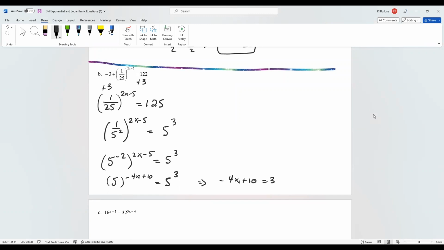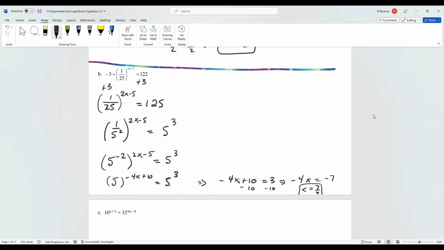And at this point, it's just a matter of doing some basic arithmetic, or I guess algebra technically, to get to the answer. So I'm going to move that negative 10 over, and that's going to give me negative 7. So x is going to be 7/4. So again, let's think about that.